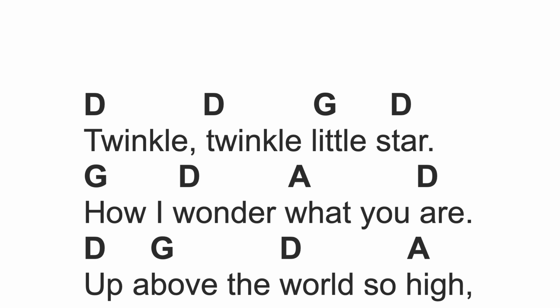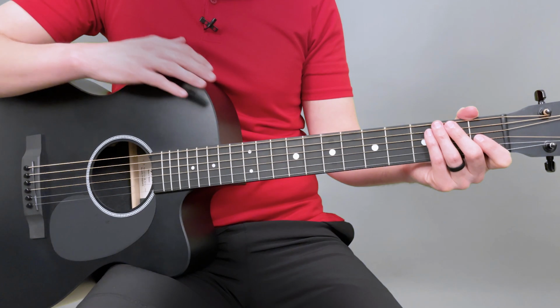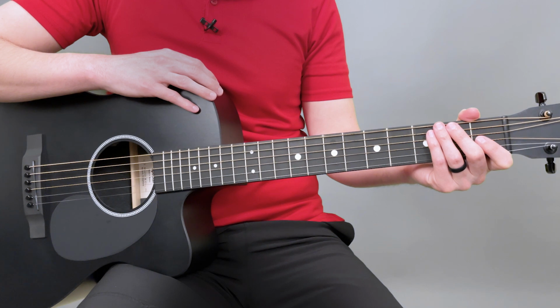So I have to play a G chord and sing the word how. And then I don't play the D chord until I get that first W sound in the word wonder. So it'll be how I wonder what you are. So I'm just overemphasizing there so you can see exactly how that works. So that is how to play songs and sing along with them.